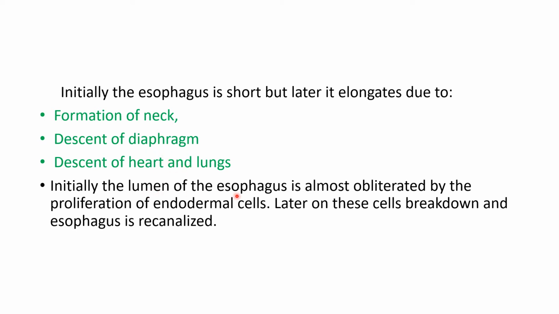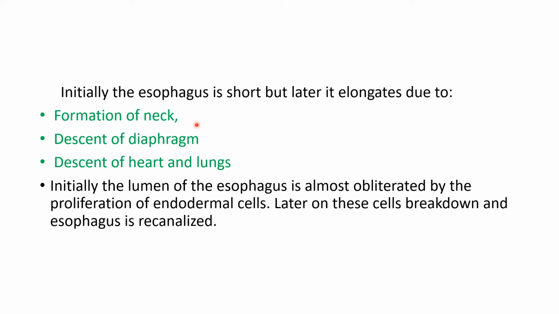Initially, the lumen of esophagus is obliterated by proliferation of endodermal cells, but later these cells break down and the esophagus is canalized. So here we can see a possibility of this event not occurring. We will get several anomalies.